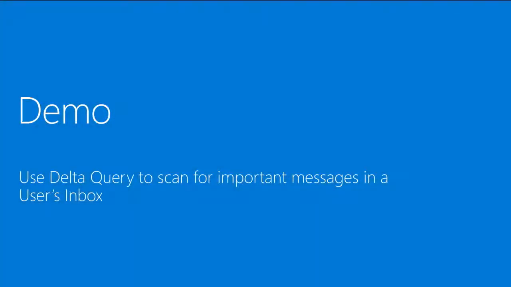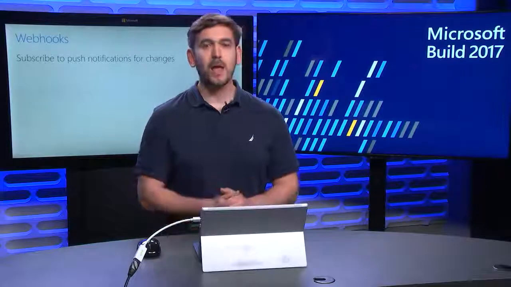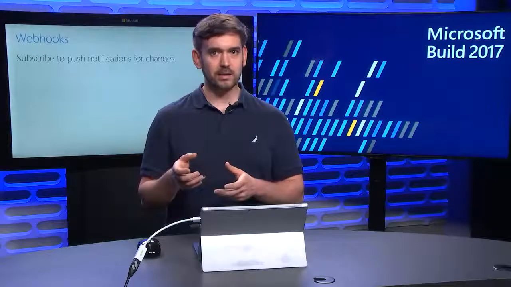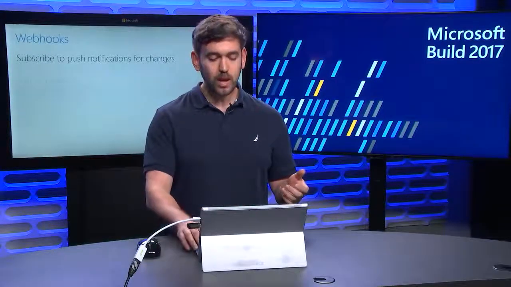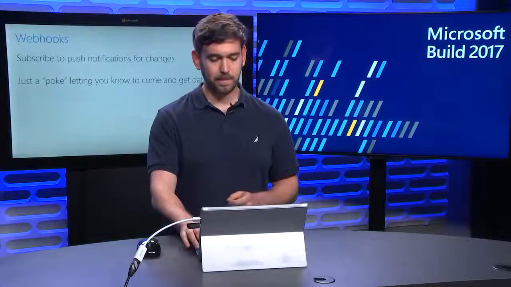All right. Now let's talk about webhooks. Webhooks allow applications to subscribe to push notifications, letting them know when data is updated in Microsoft Graph. Just like Delta Query, updates here mean newly created entities, updated entities, or deleted entities. In contrast to Delta Query, webhooks are just simple lightweight notifications. There's no data included. It's just a poke. So this lets an application know that it needs to come back and get some data.